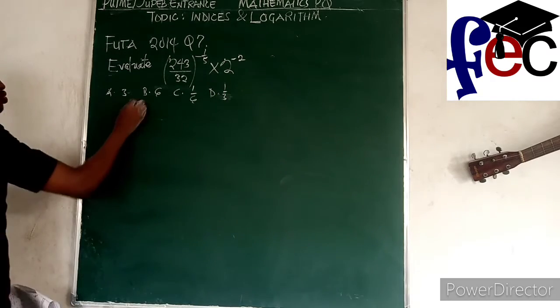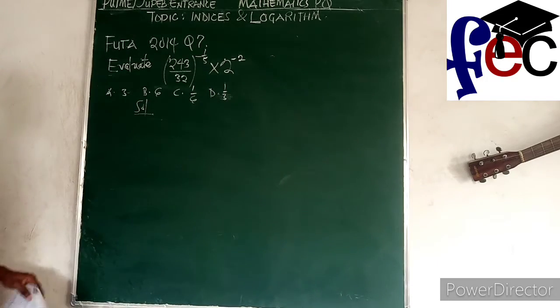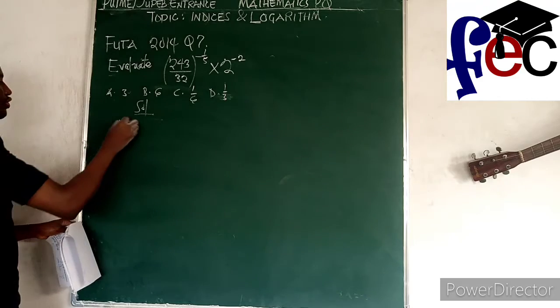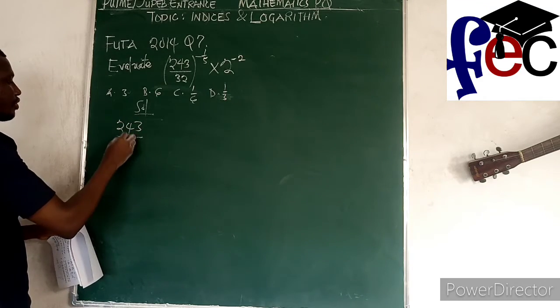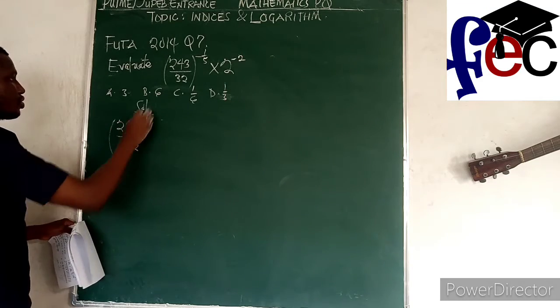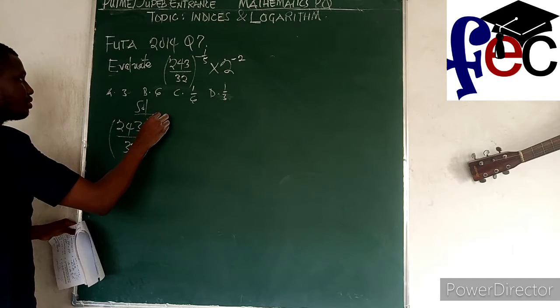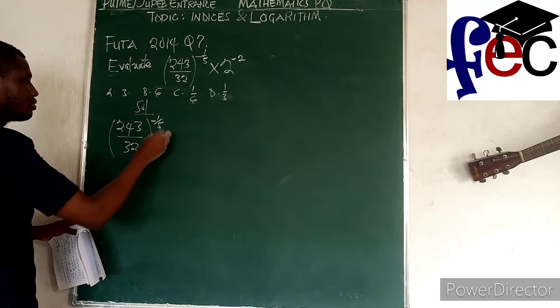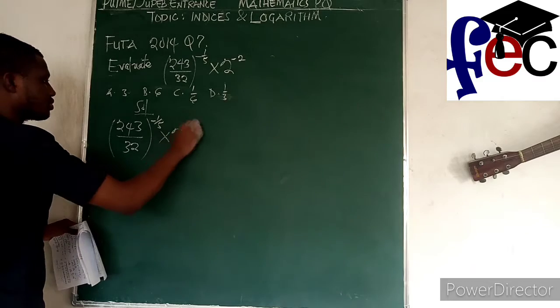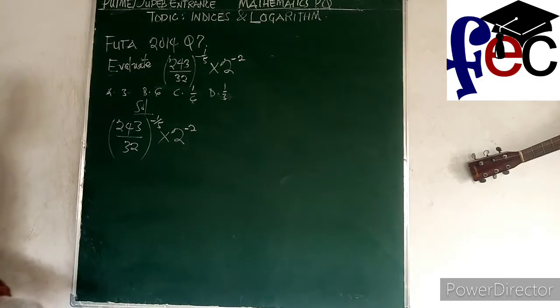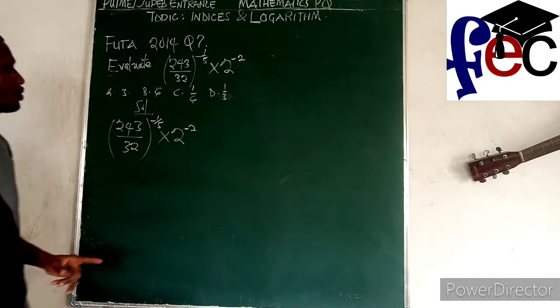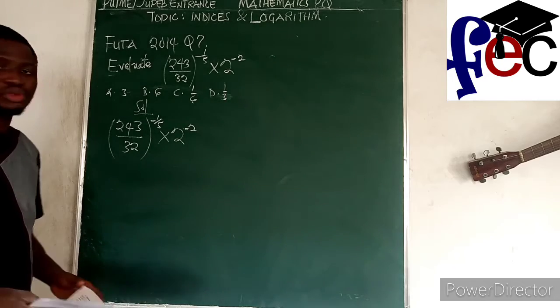So what do we do? Solution. 243 over 32. Now from before, this particular question does not take you much time to solve.